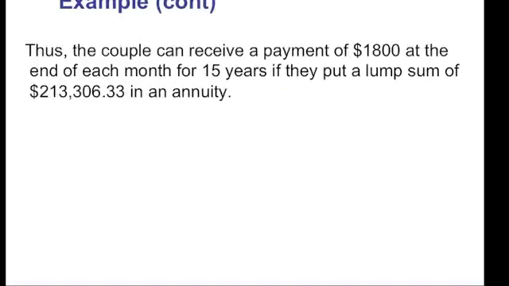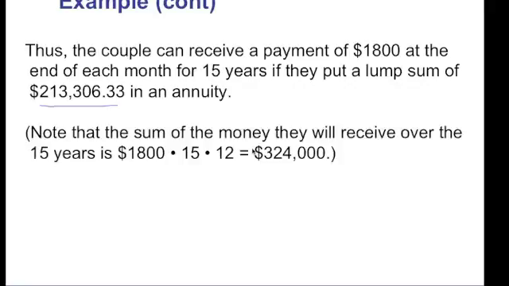Thus, the couple will receive a payment of $1,800 at the end of each month for 15 years if they start with a lump sum of $213,306.33 in their annuity. Now you might note, if we take that monthly payment of $1,800 times 15 years times 12 times a year for monthly, they will receive a total of $324,000 in payments. So that is more than $110,000 more than they put in and started with.